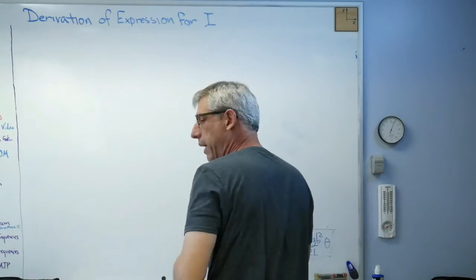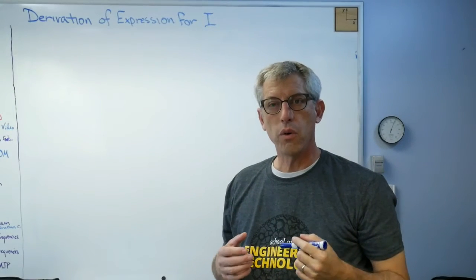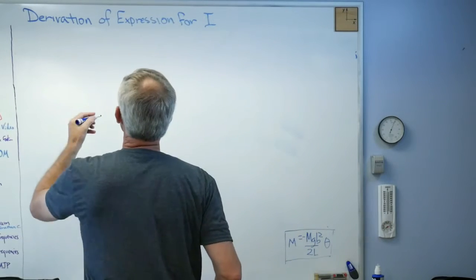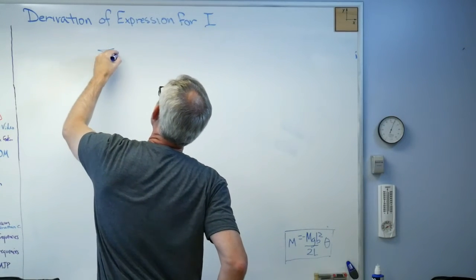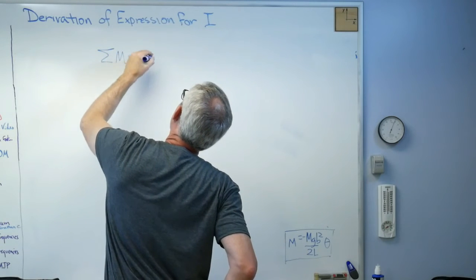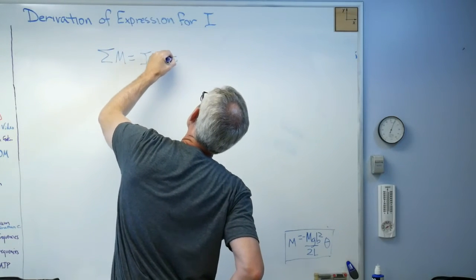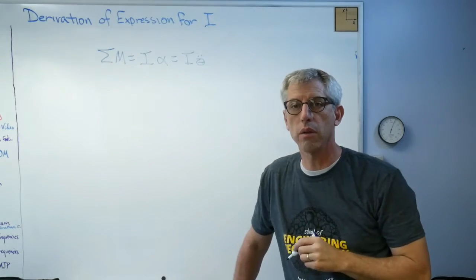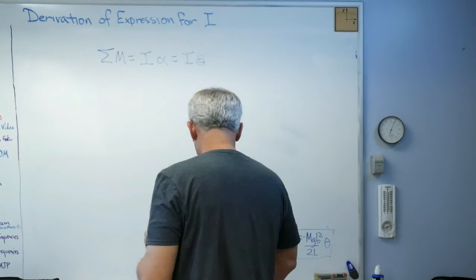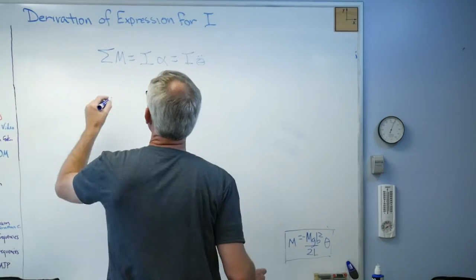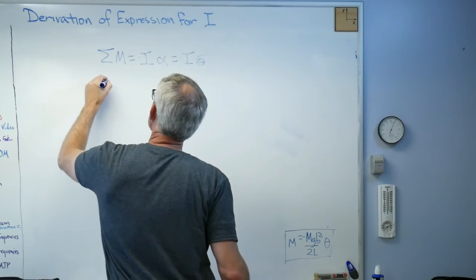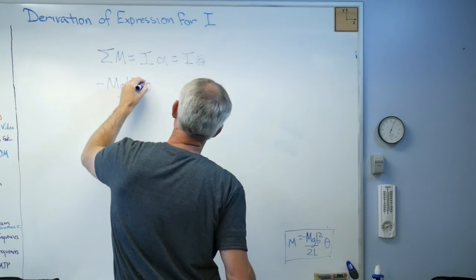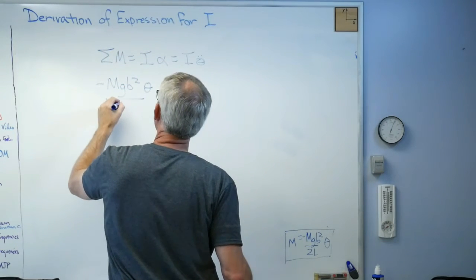Okay, all right. So here's the deal. In order to write out our equation, it's really called an equation of motion if you're into vibrations and dynamics, the sum of the moments equals I times alpha, which is I theta double dot, where theta is the angle of the bar. That's what we're going for here. Well, I know what the moment is. It's twice that. So the sum of the moments is minus mg b squared theta over L.